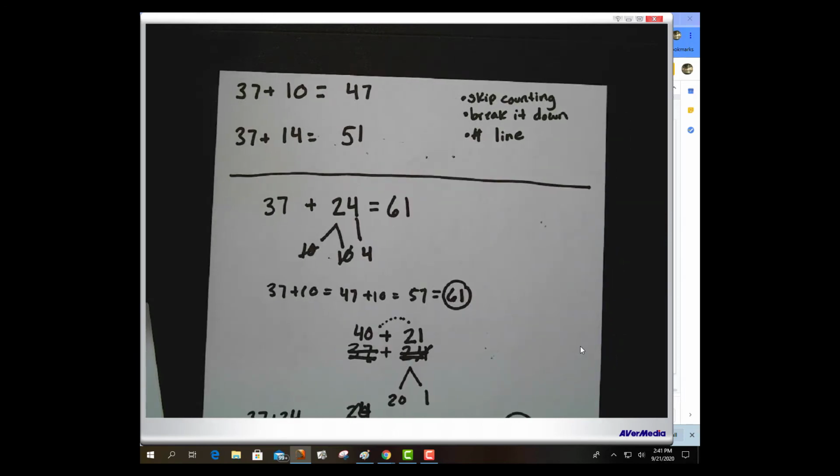For your assignment today, you are going to be showing me how you solve a problem. It's going to be 37 plus 34. So you're going to be showing me how you would solve 37 plus 34. You'll be doing this on Seesaw. It's one question and you're done with Number Corner for today.